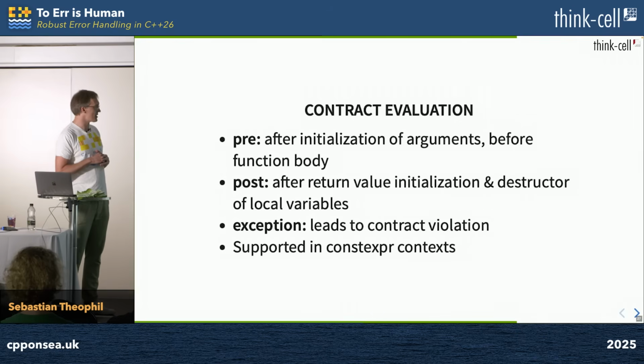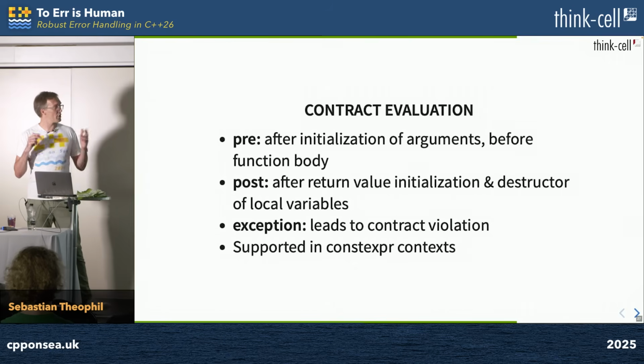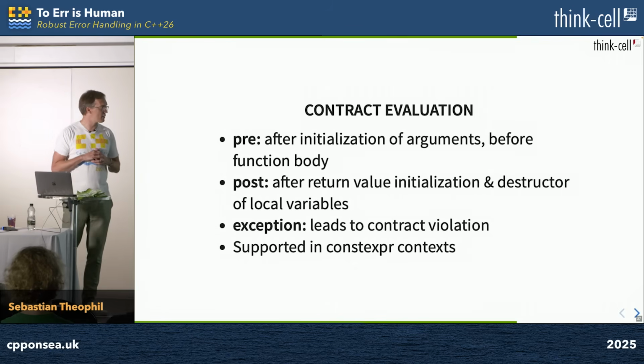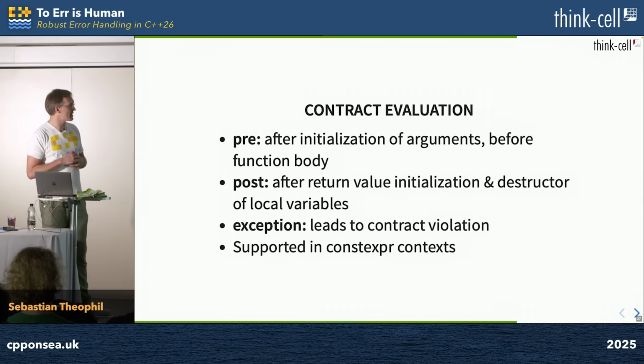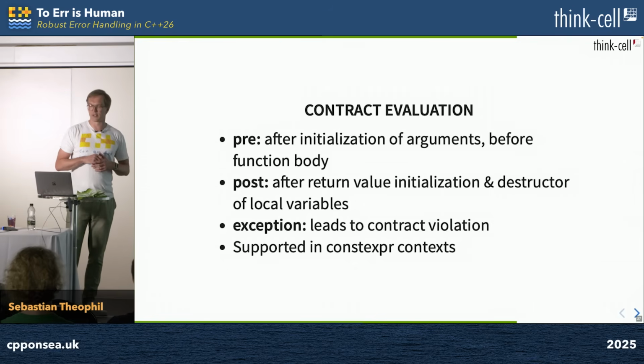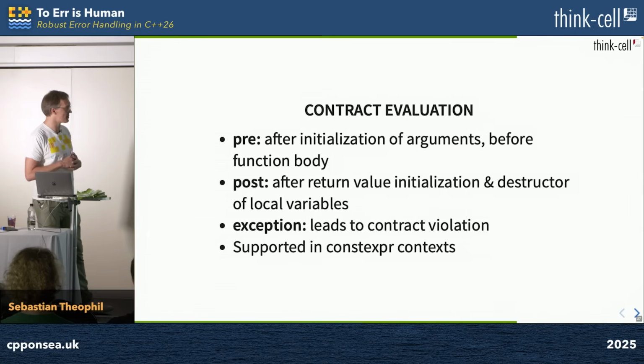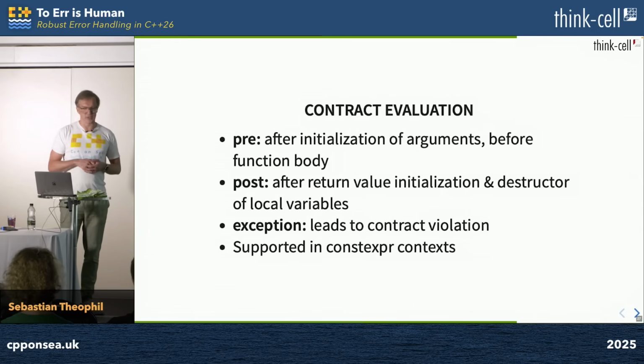Also makes intuitive sense. Contract assertions support exceptions in the sense that throwing an unhandled exception always leads to contract violation. Also makes sense, and they are supported in constexpr contexts. So constexpr functions can have contracts, and they will just give compiler errors. All very sensible definitions.